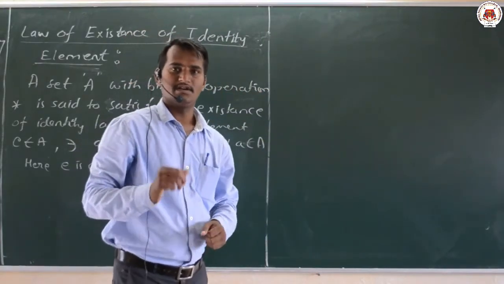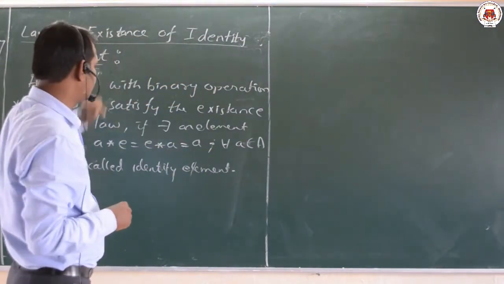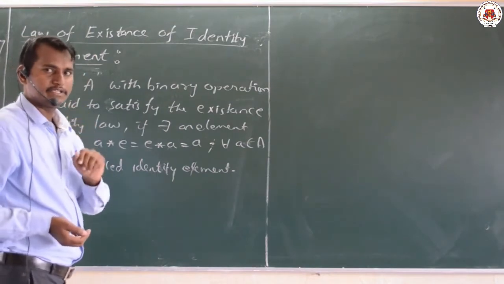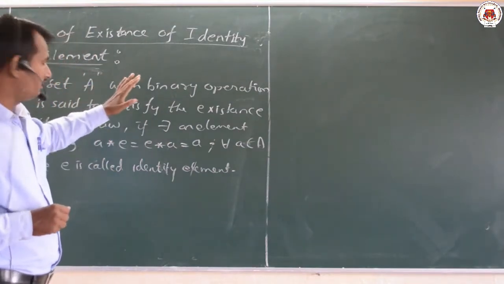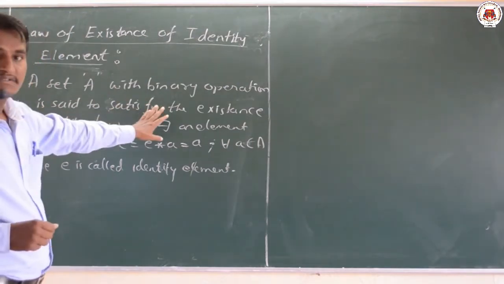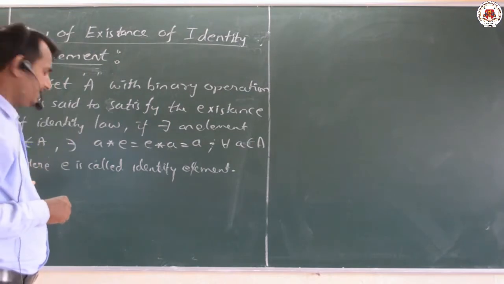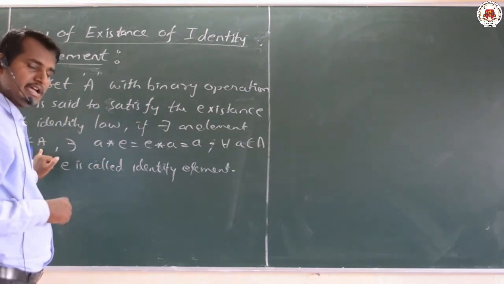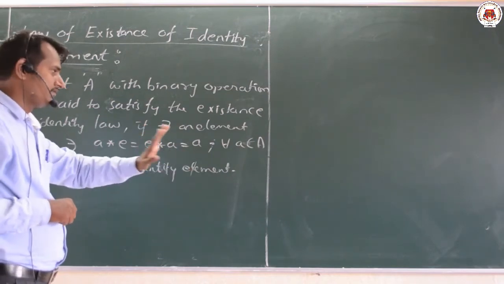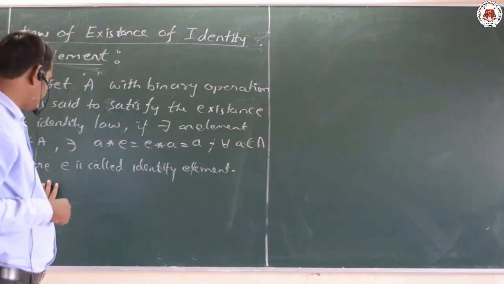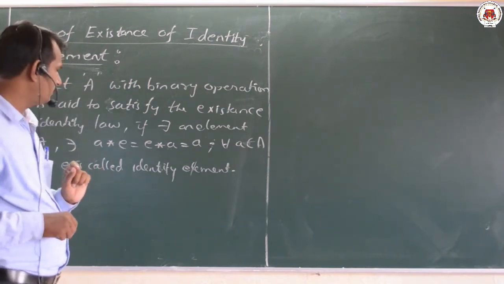Okay dear friends, now let us start with the next one, that is the law of existence of identity element. First of all, look at the definition of it. A set A with the binary operation star is said to satisfy the existence of identity law if there exists an element E belongs to A such that A star E equal to E star A equal to A for all A belongs to A, where E is called the identity element. That means, what do you mean by identity?